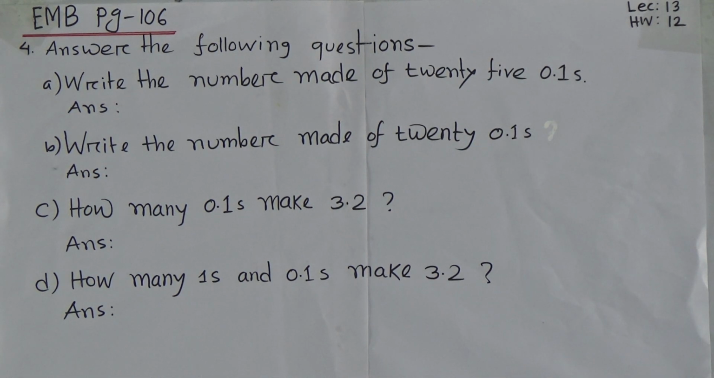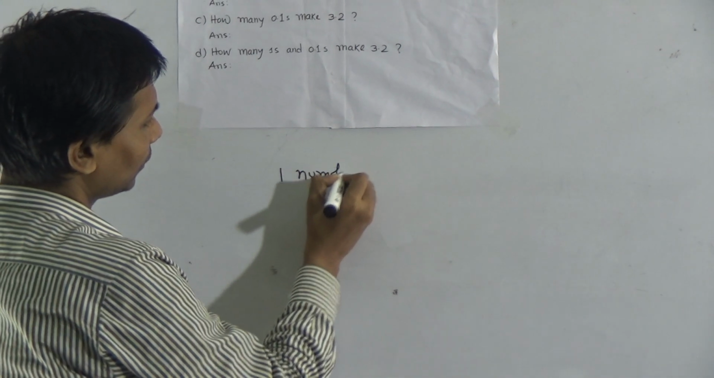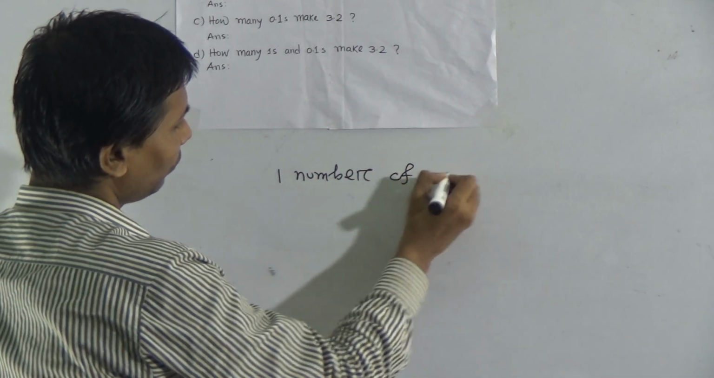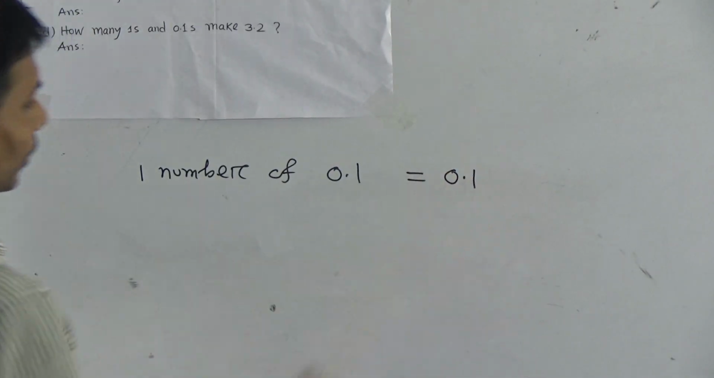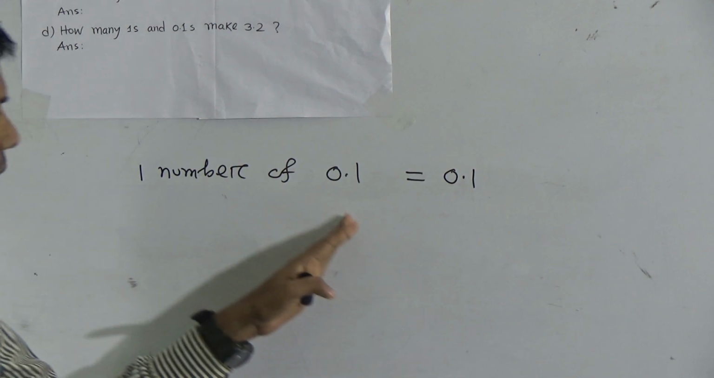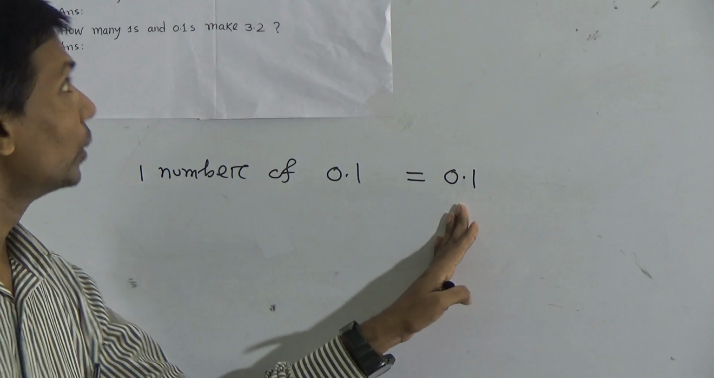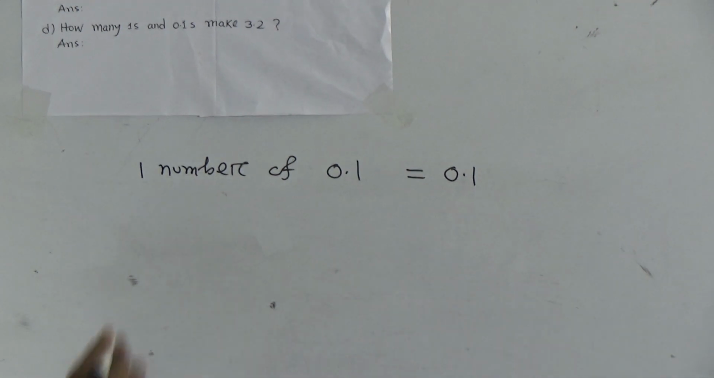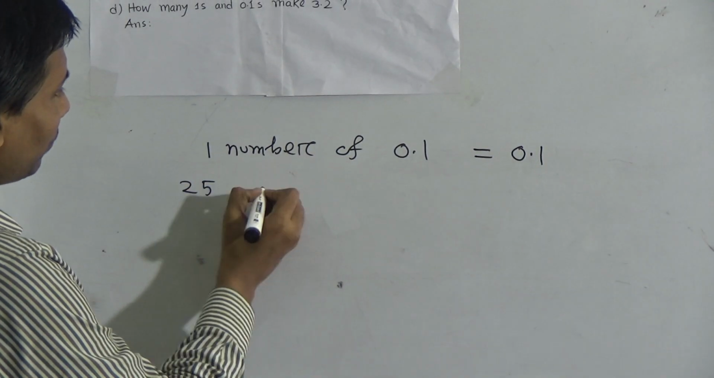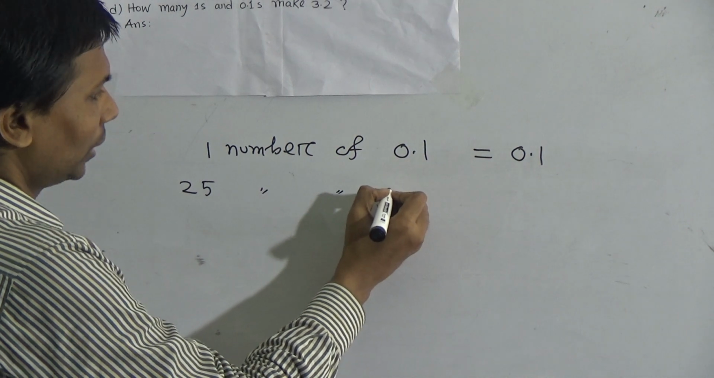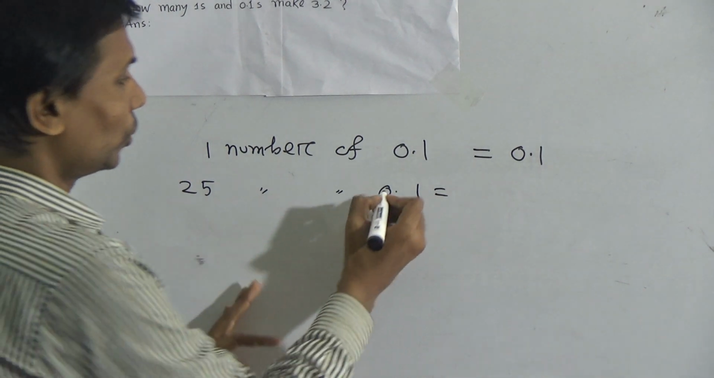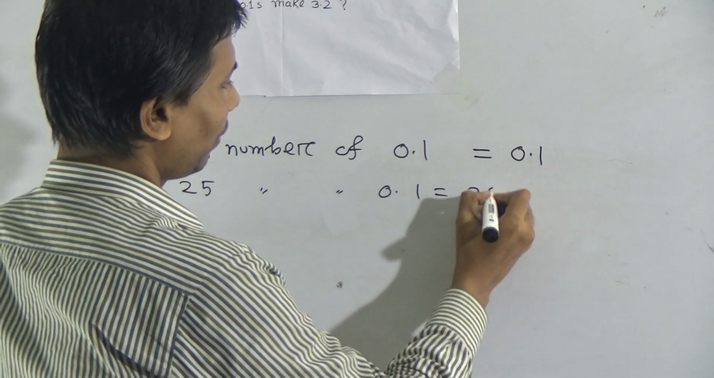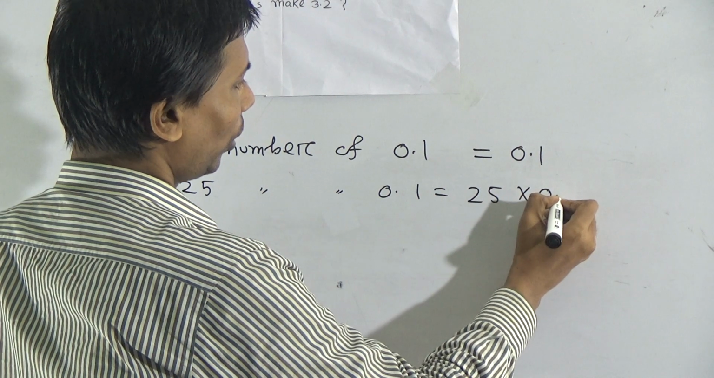25 0.1s, that means suppose one number of 0.1 equals what? Only one number of 0.1 means 0.1. So 25 number of 0.1 equals what? That means more, so this will be multiplication: 25 into 0.1.